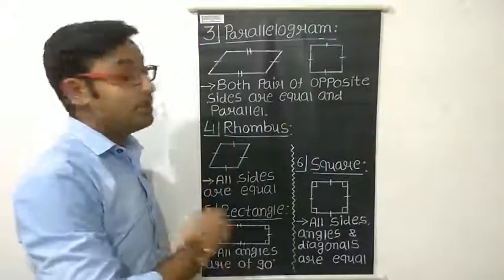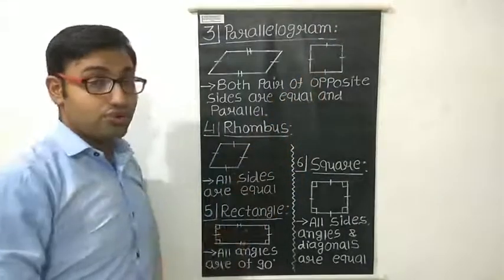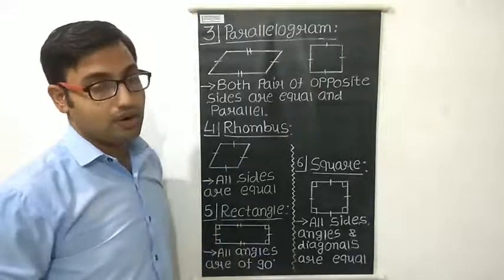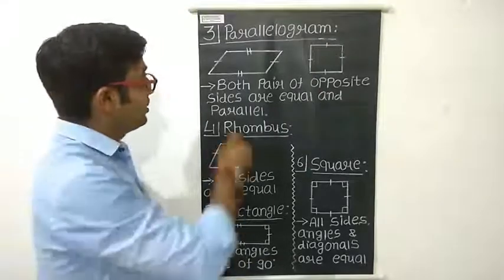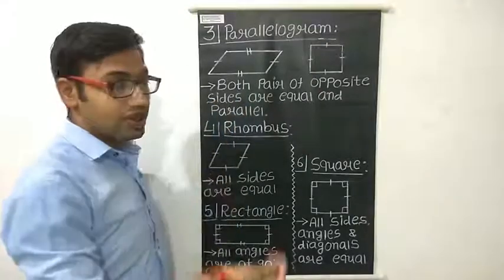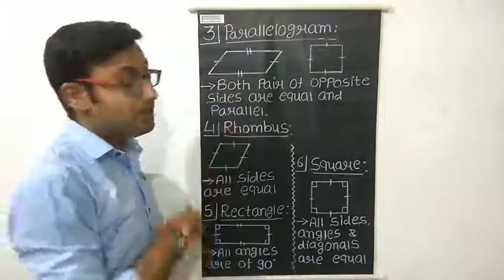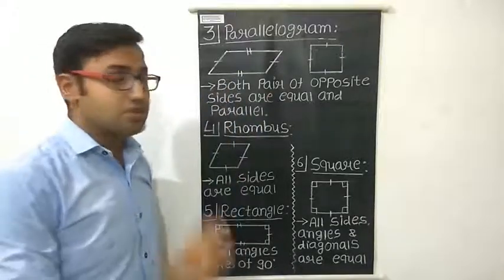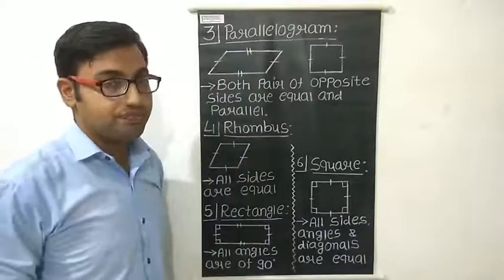And also parallel. So this shape is also, we can say, a parallelogram. Okay, so this is the least required condition to have a parallelogram: both pairs of opposite sides must be equal and parallel.